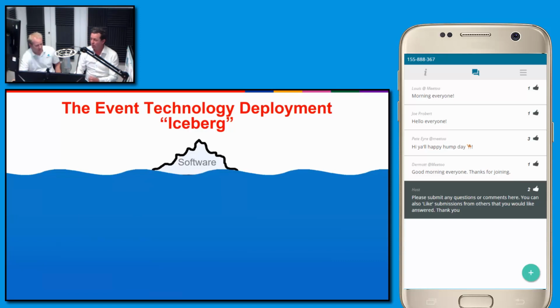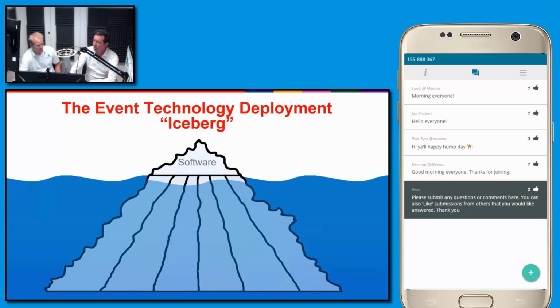whether to use Meetoo, they want to know about the software. So how many concurrent users can you have? What are your question options? What are the different ways you can handle free text and so on? And those are all good questions to ask. But actually, if you're looking at a result for your event, the software is only one component. There's other bits that go around it.